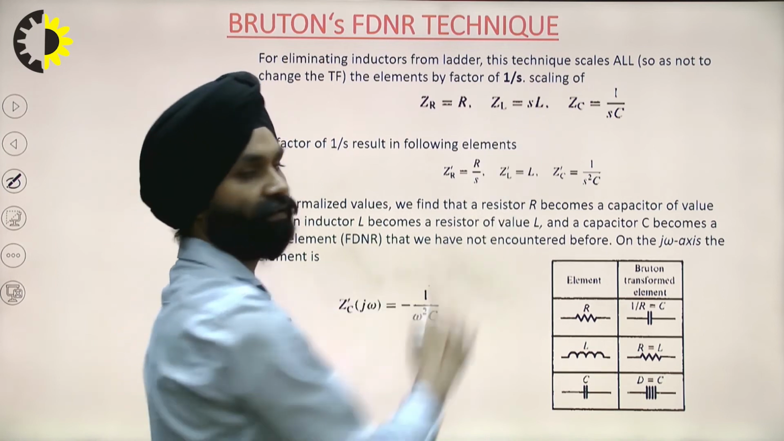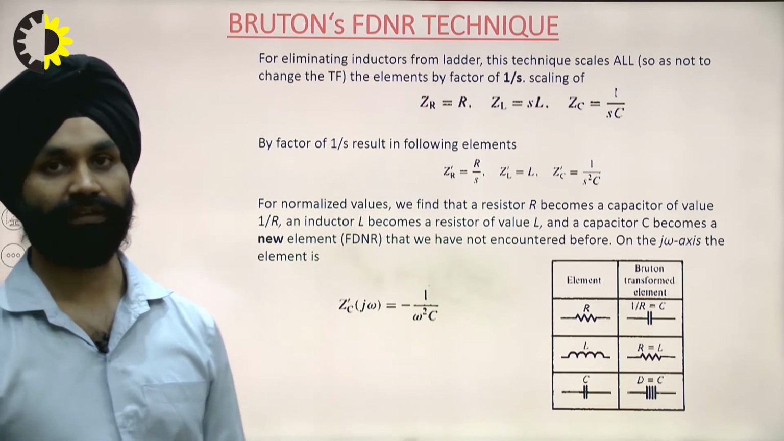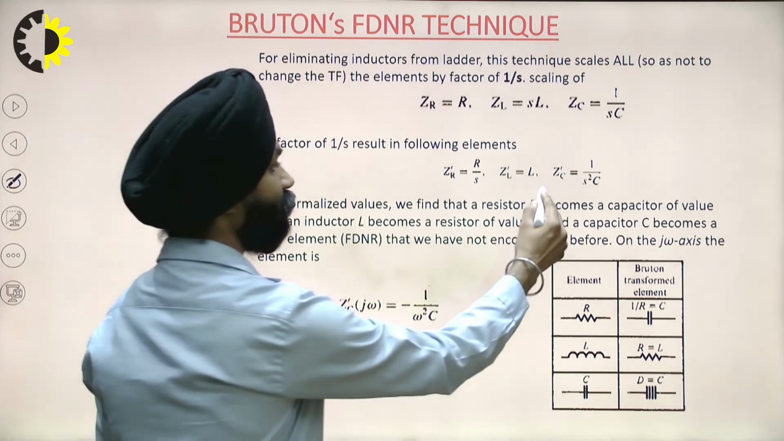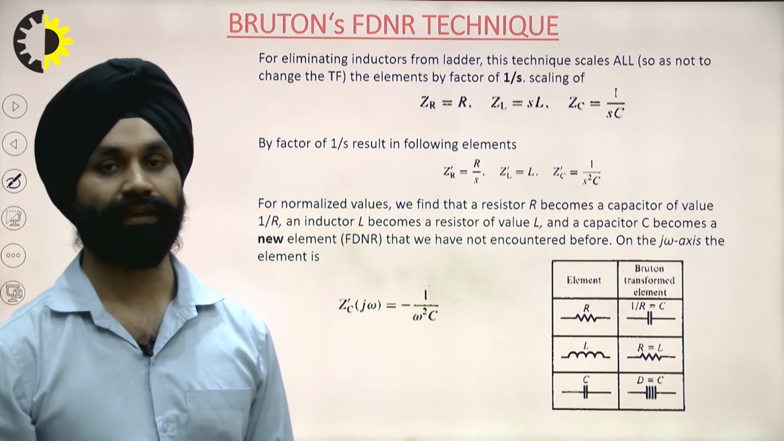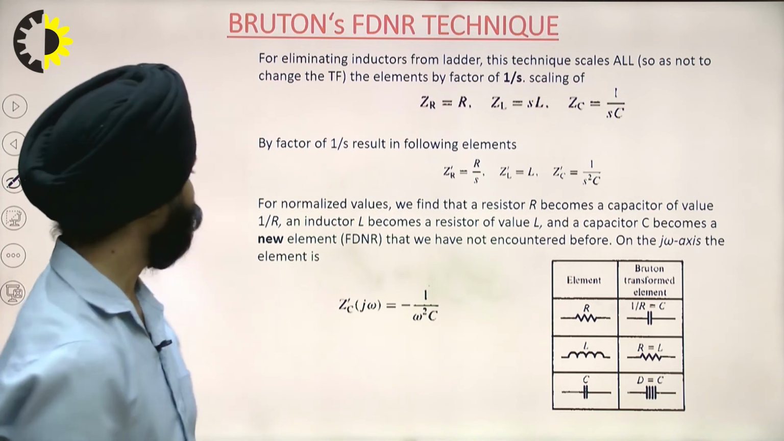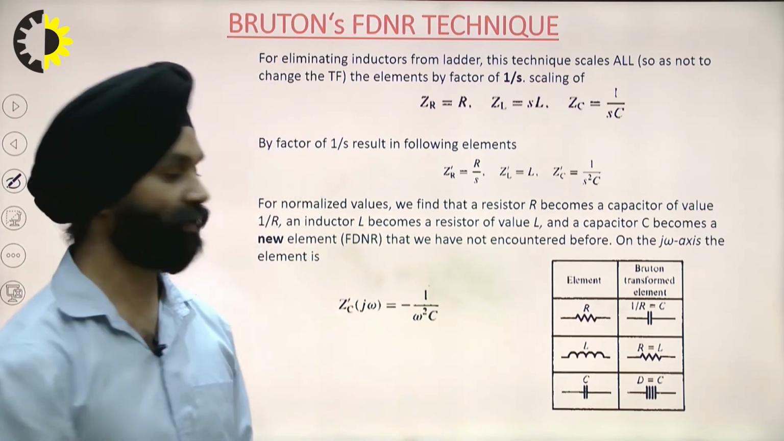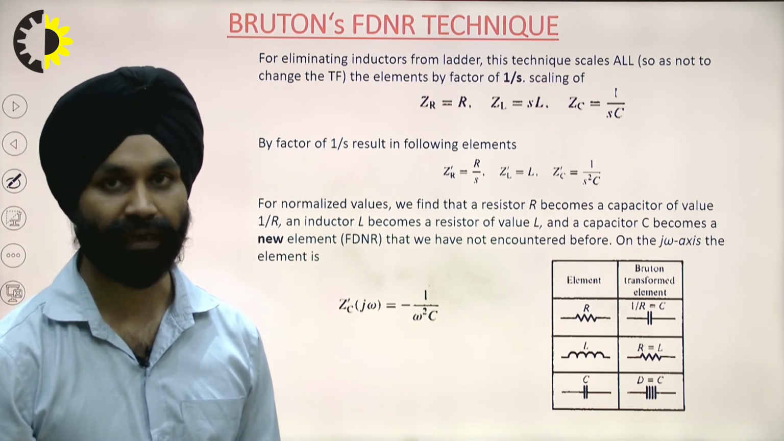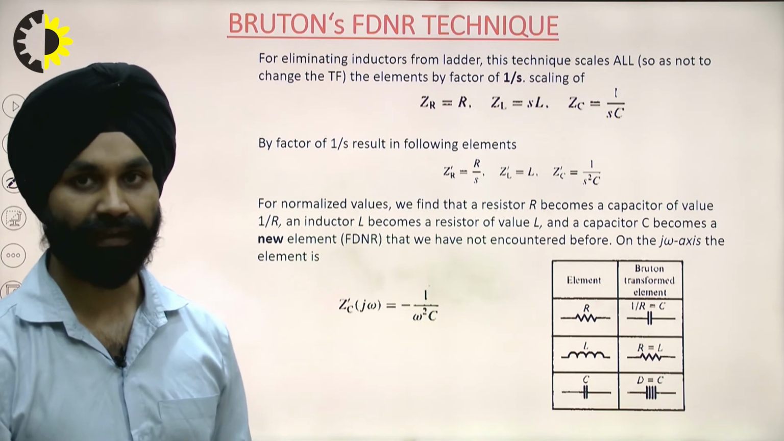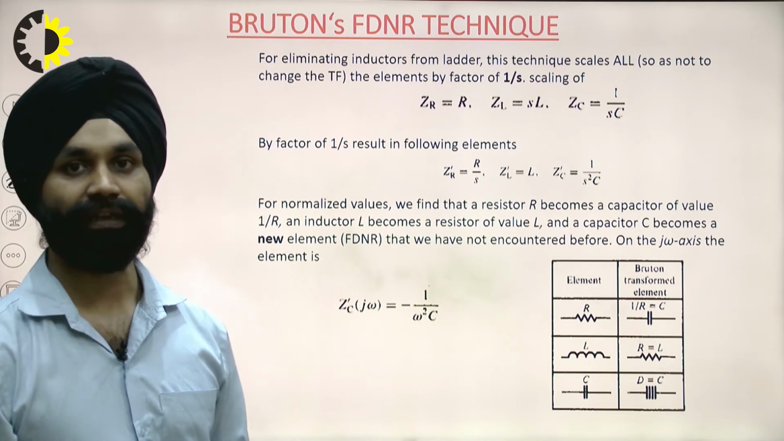This inductor will be behaving as L. So this will be behaving as a resistive circuit because there is no S term present in this one. And lastly, there is a new term which is 1 by S square, which is not general for the R, L or C circuit. So for normalized values, we find that resistor became capacitor with the value of 1 by R, and L becomes resistive with value of L, and C has a new term which is 1 by S square C.